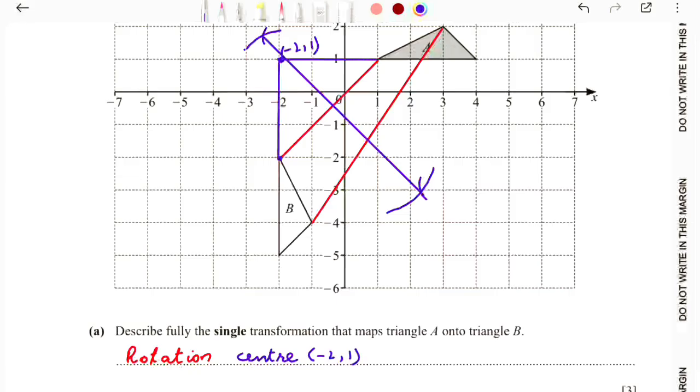Now direction, that is understood that your object is rotated 90 degrees clockwise. So one mark for each answer.